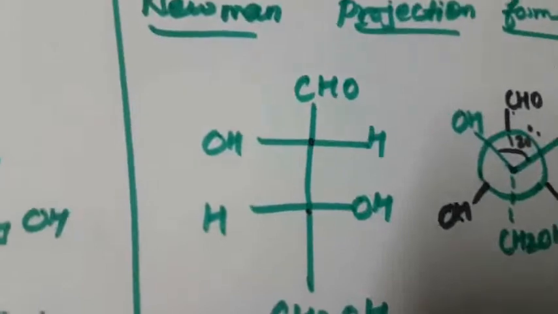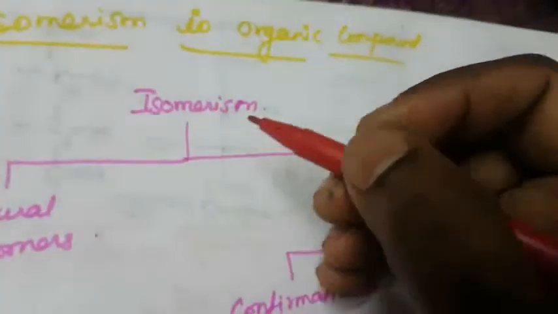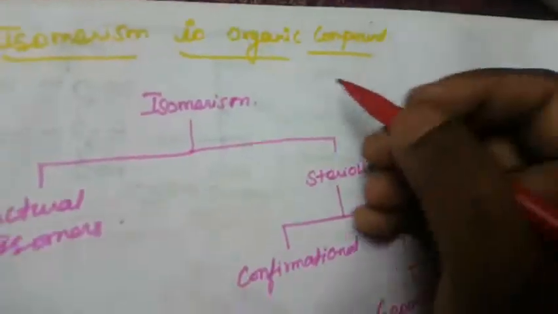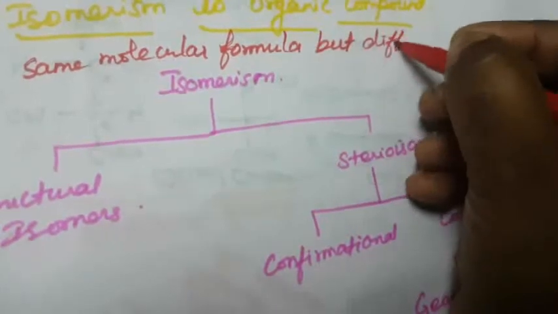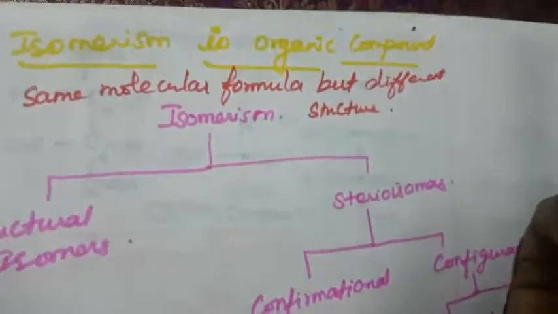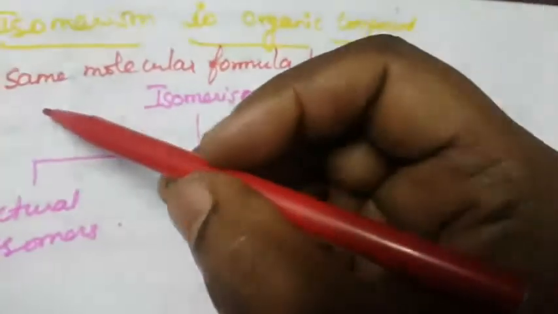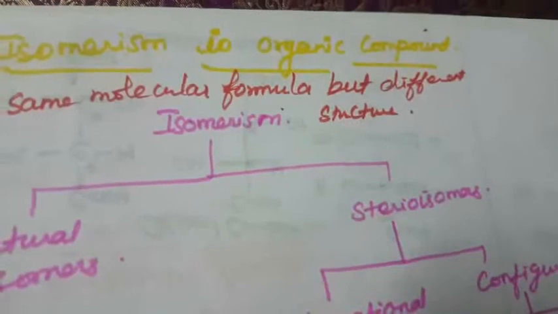Next topic is isomerism in organic compounds. First, we are going to see what is meant by isomerism. Isomerism is where compounds have the same molecular formula but different structures, and the properties are also different. That is called isomerism. What is meant by isomerism? Compounds containing the same molecular formula but different structures are called isomers.